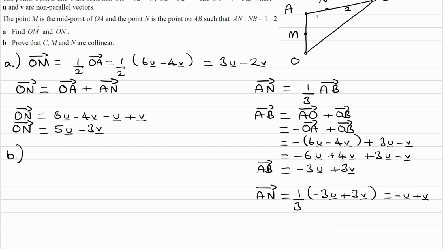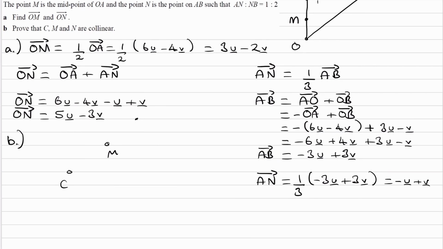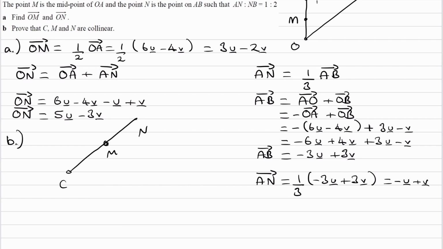For part B, we're trying to show that C, M, and N are collinear. Collinear means that they're on the same straight line. So it could be like C, M, and N are all on one single line, like this. To show that this is the case, we have to pick any two pairs of points from these 3 points. So I could pick, for instance, CM, and I could pick MN. If we can show that these two things are parallel to one another, parallel meaning that they will be scalar multiples of one another, then that would mean that as they share a point in common, and because they're parallel, they must be on the same straight line.